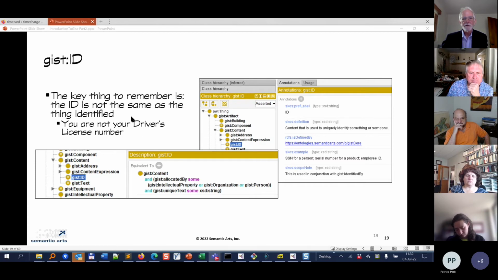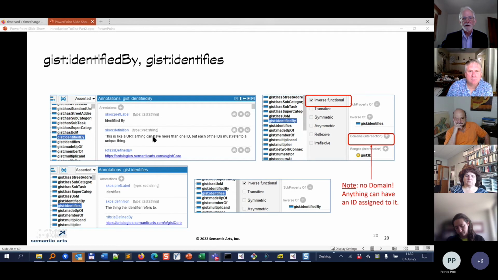So the key thing here is the thing that identifies you is not you. So you have a social security number or driver's license number, but you're being identified by that thing. Okay, so how does this work in practice? So we have a property called identified by, which links the thing to its identifier. So there'll be a triple: Michael Uschold is identified by some instance of just ID, which has a unique text, which is the 9 integers of my social security number. And then the inverse function goes the other way. So that those 9 numbers, those 9 digits, that identifier identifies me. So it points back to me.